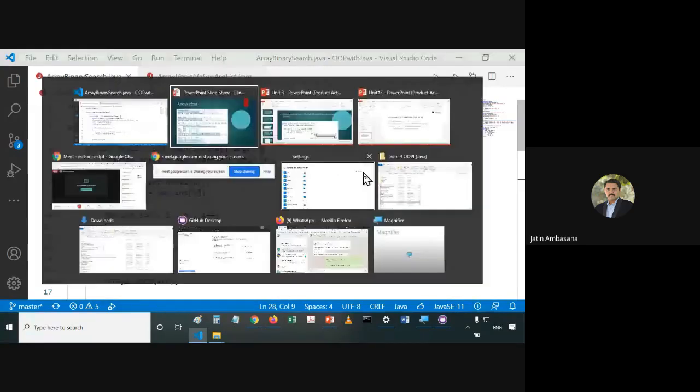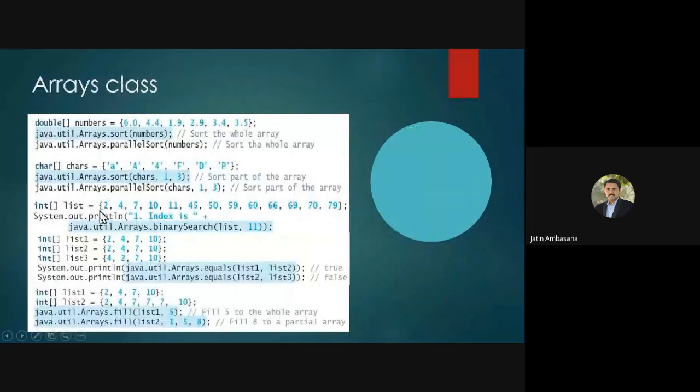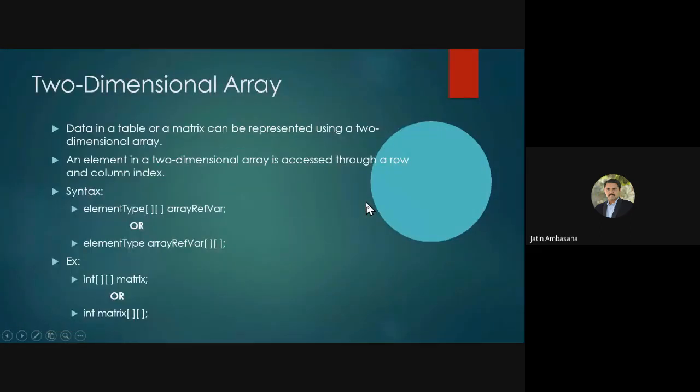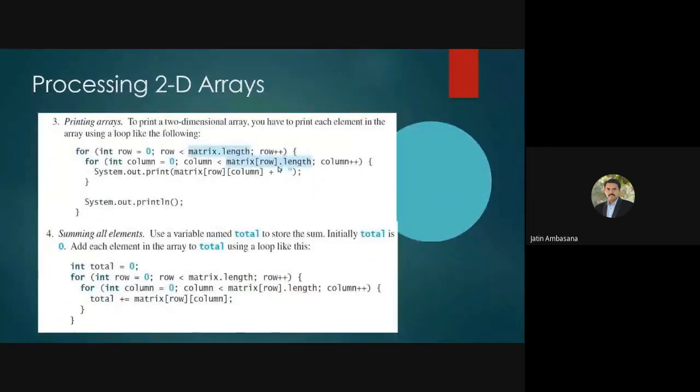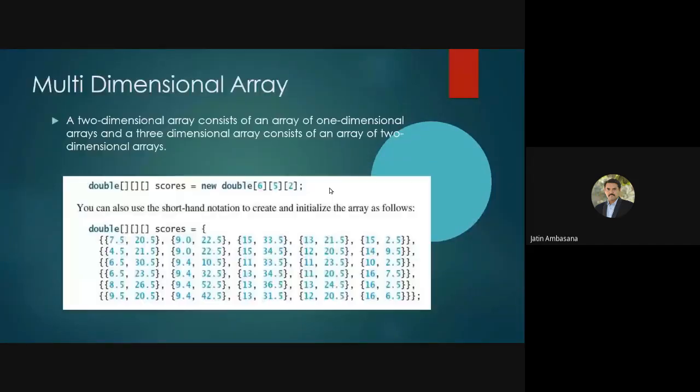So that's about binary search. Now we have also seen sorting. You can try out other methods also. And now let's see two-dimensional arrays. In two-dimensional arrays, we can populate a two-dimensional array, and we can try it out.